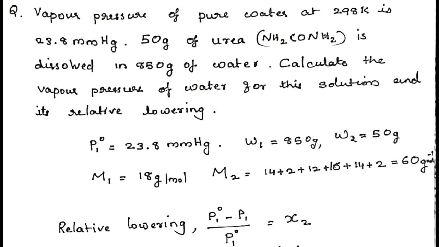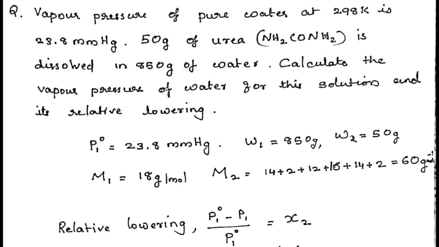The data given are: vapor pressure of pure water is given, no? That is P1⁰ is equal to 23.8 millimeters of mercury. And here water is the solvent and urea is the solute. So W1 is equal to 850 gram and W2 is equal to 50 gram. Okay, and 1 stands for solvent and 2 stands for solute. And now we have to calculate molar mass of solvent and solute.